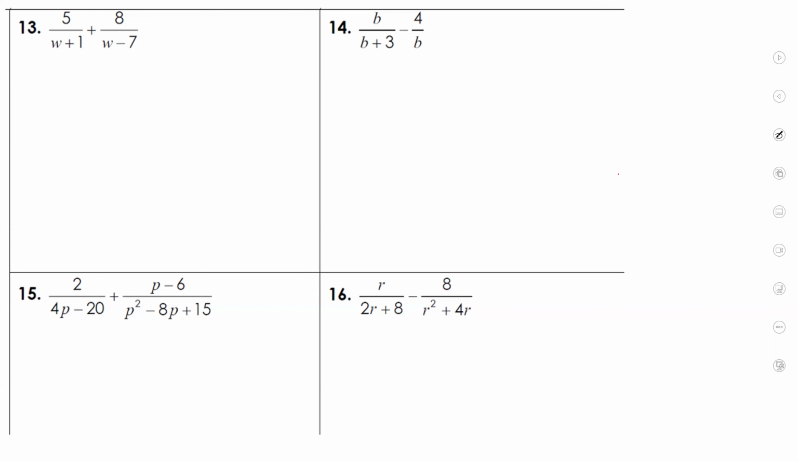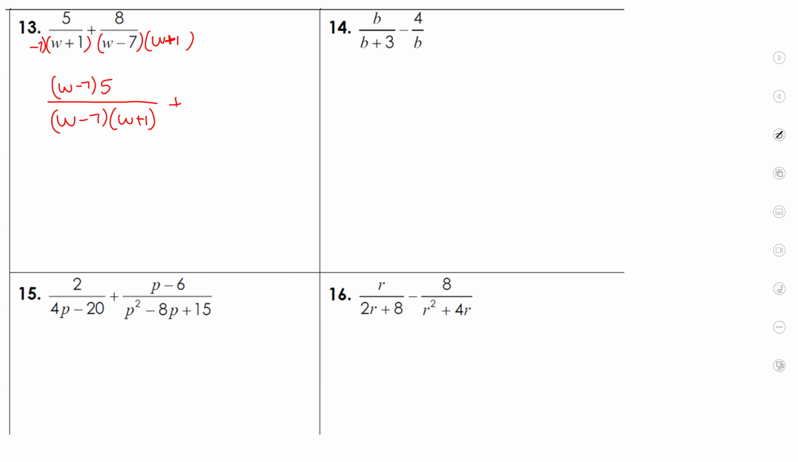All right, let's talk about number 13. My denominators are not the same. What should I do? What do you think? What should I multiply this one by? Good, w plus 1. And so that they match, what should I multiply this one by? Yep, w minus 7. I ran out of space. It's not letting me write it. Okay, I'll write it over here. w minus 7 and w plus 1 will be this denominator.